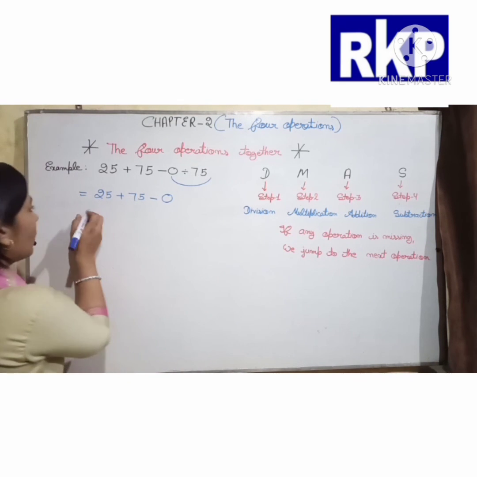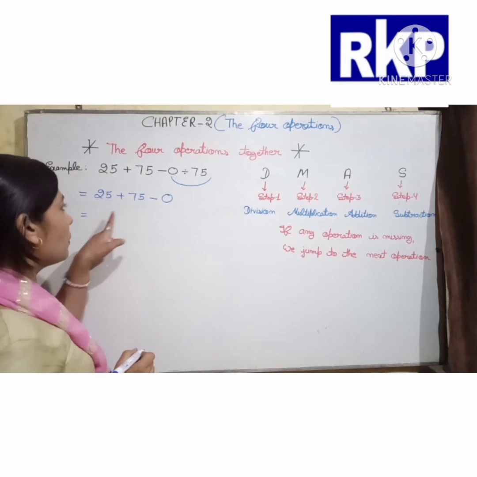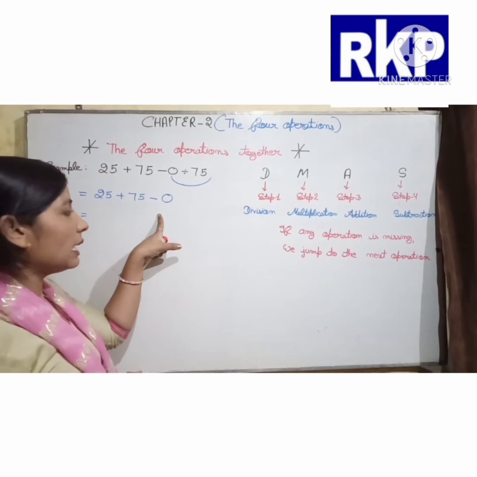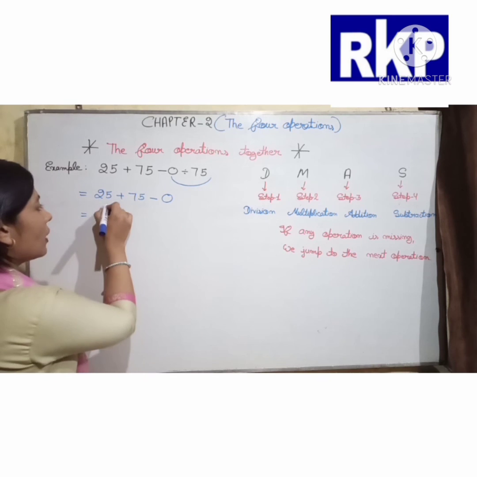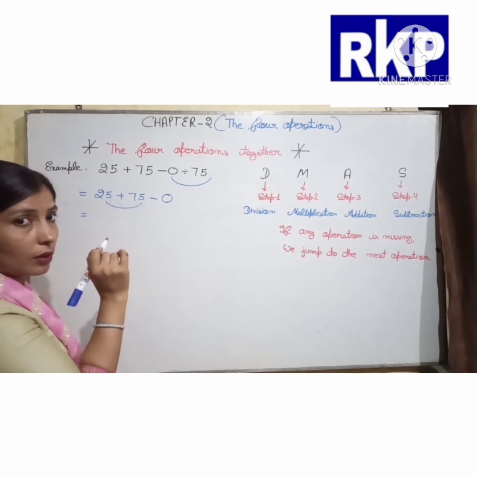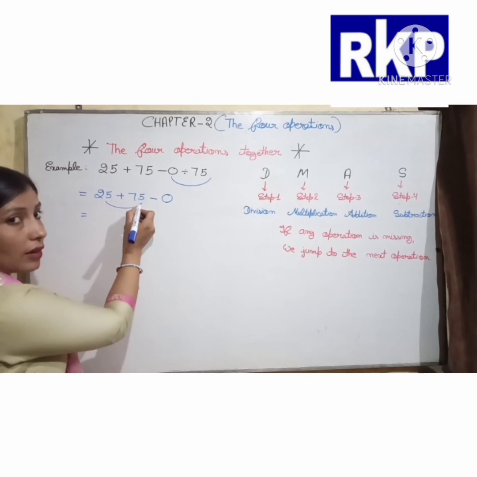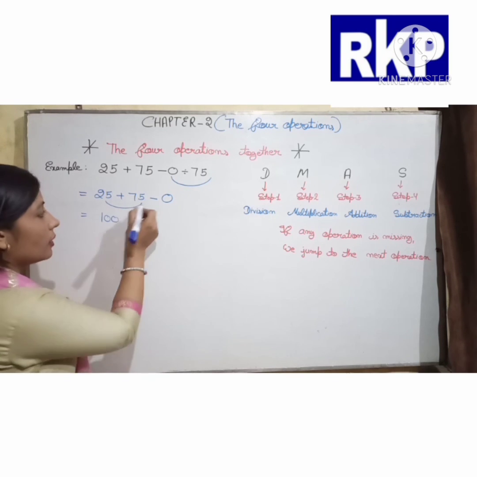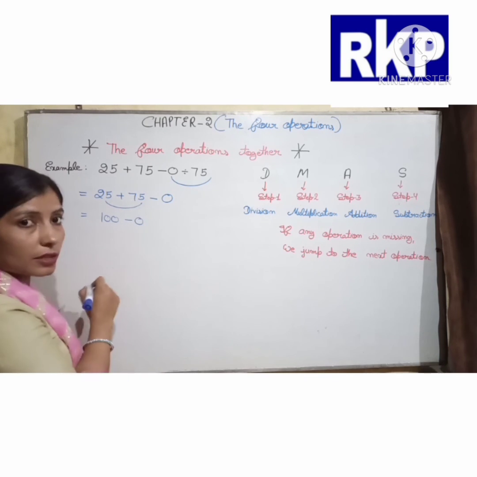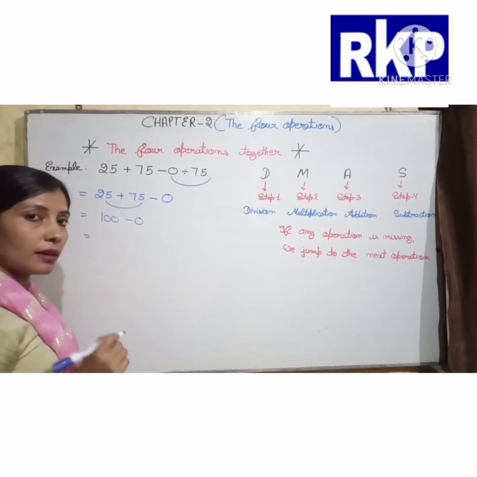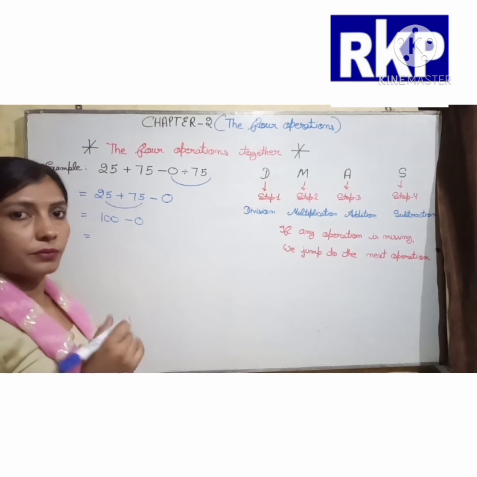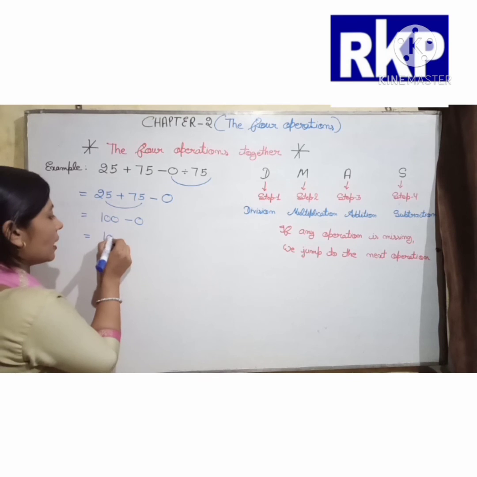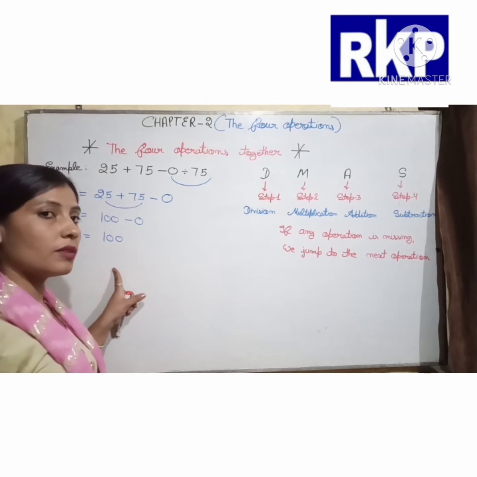Okay, now we have 25 plus 75 minus 0. Now we have to add. Okay, 25 plus 75 will give us 100, then minus 0, and when we subtract 0 from any number, then we will get the same number. Okay, so our answer will be 100.